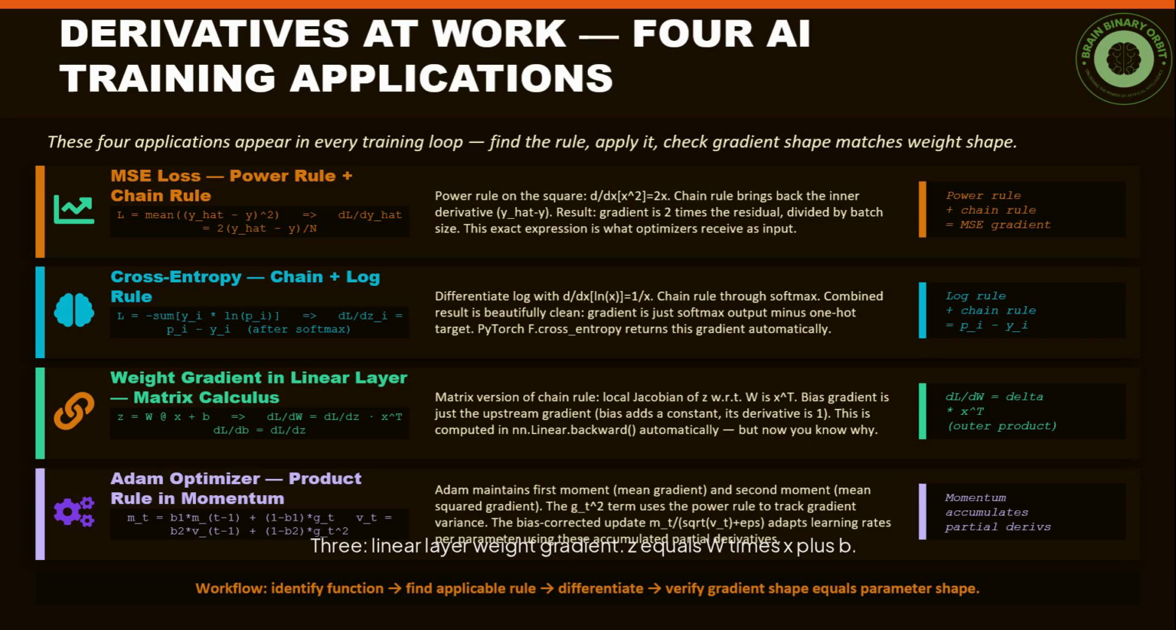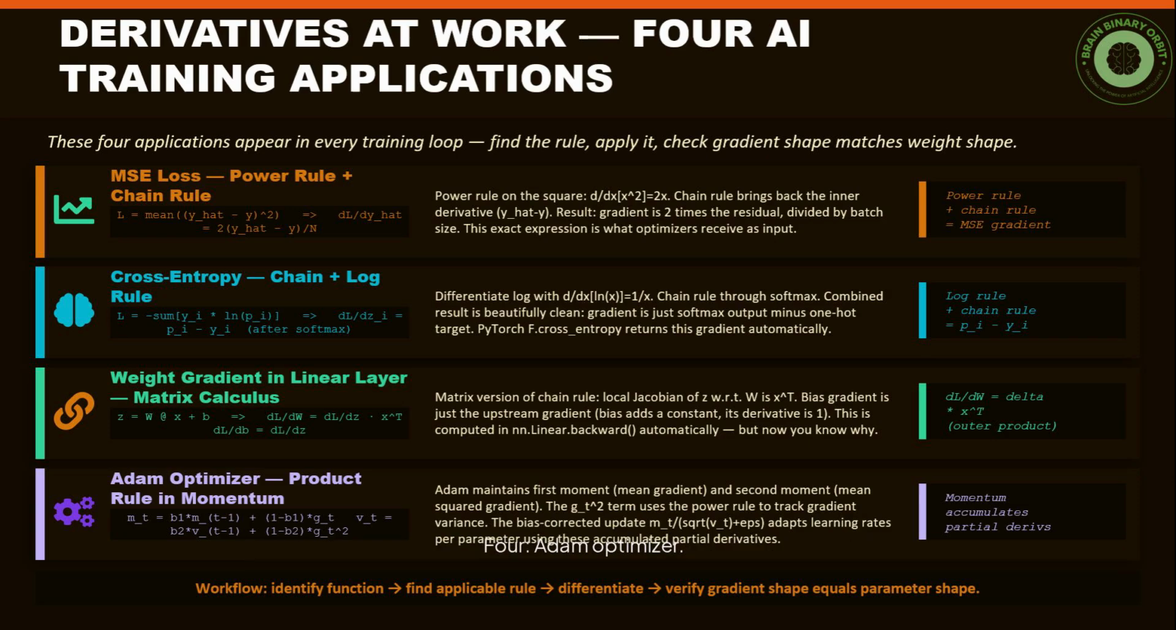3. Linear layer weight gradient. Z equals W times X plus B. Local Jacobian of Z with respect to W is X transpose. So gradient of L with respect to W is the upstream gradient delta, outer producted with X. Bias gradient is just delta. The constant derivative of the bias term is 1.